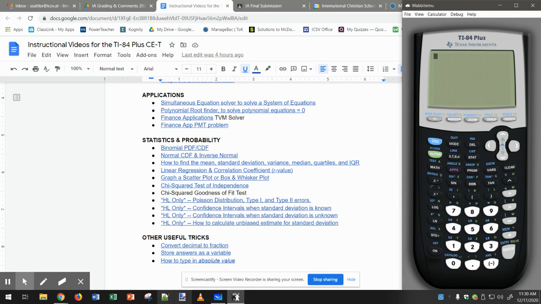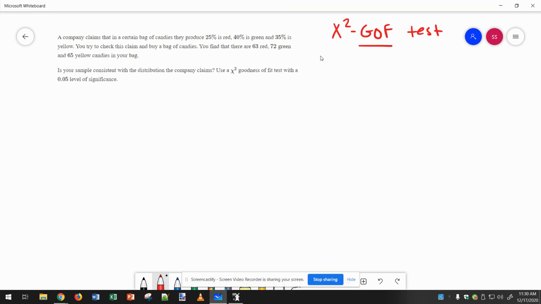So this video is for the chi-squared goodness of fit test. So here we have an example. A company claims that a certain bag of candies produces the following distribution of red, green, and yellow. So we could set up a table: red, green, yellow.